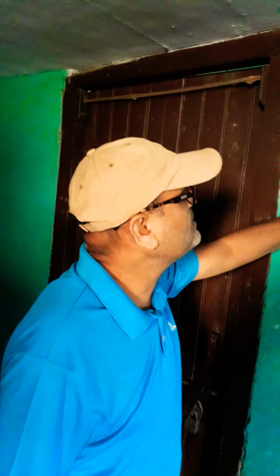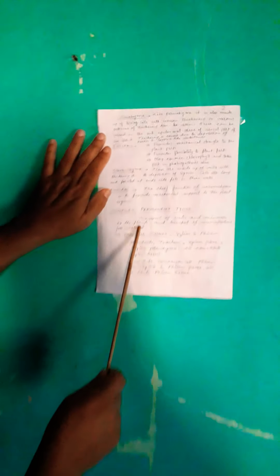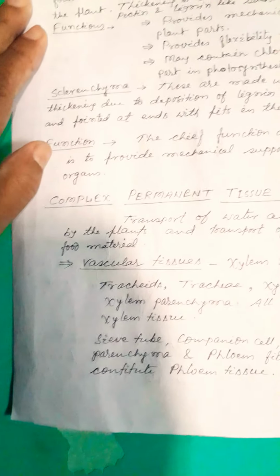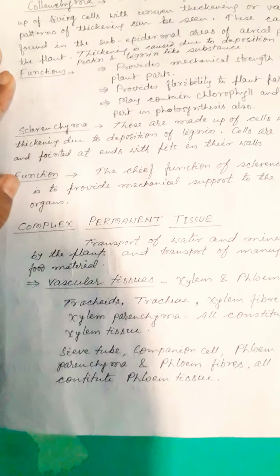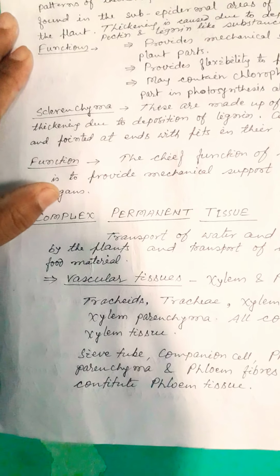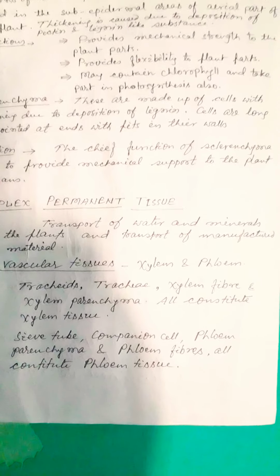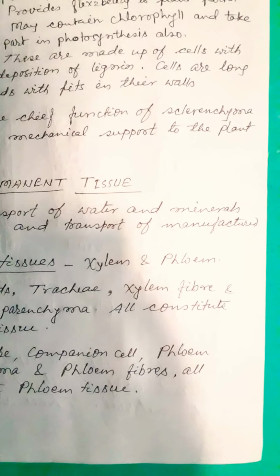As far as the complex permanent tissue is concerned, it is responsible for the transport of water and minerals by the plants, and transport of manufactured food material also takes place with the help of this permanent tissue. It is known as vascular tissue also and is constituted of two different elements. One is known as the xylem tissue and the other one is known as phloem tissue.